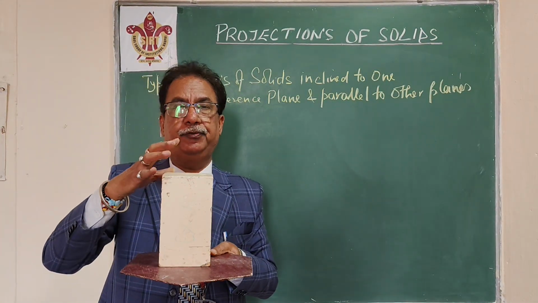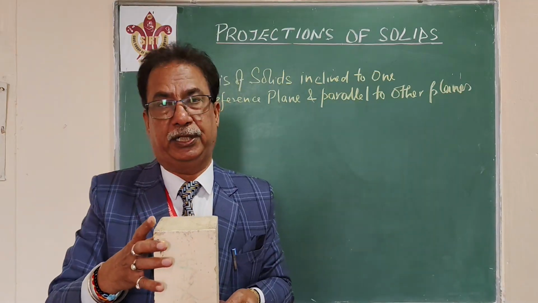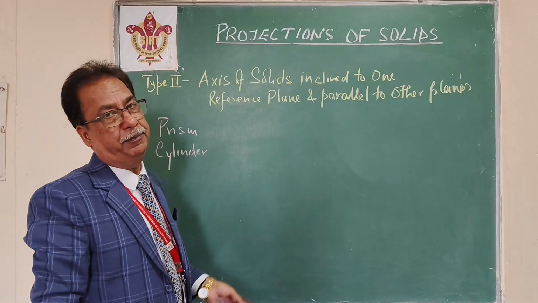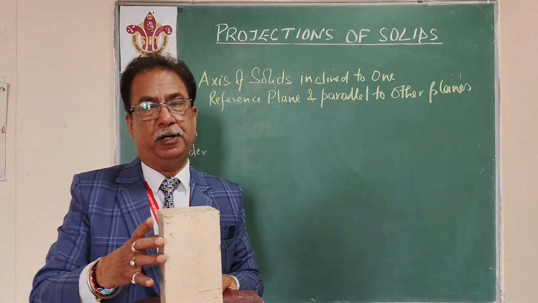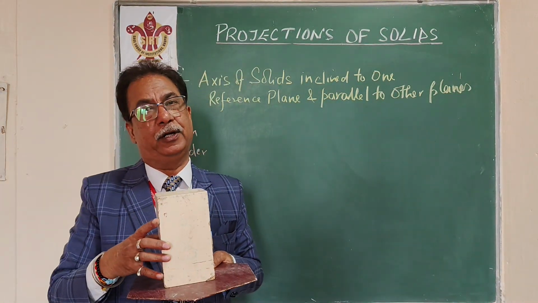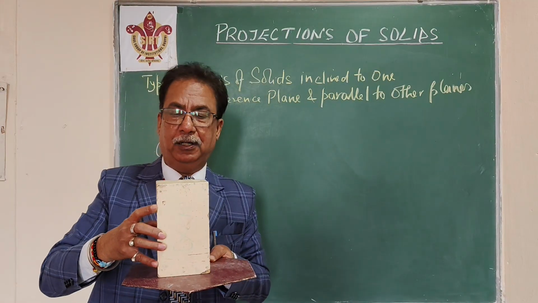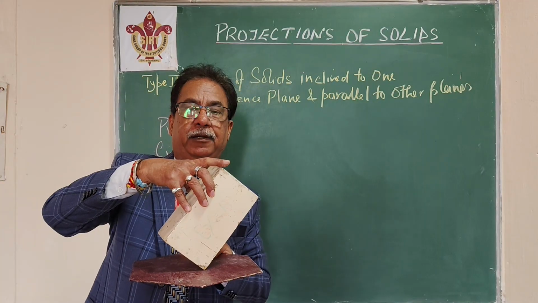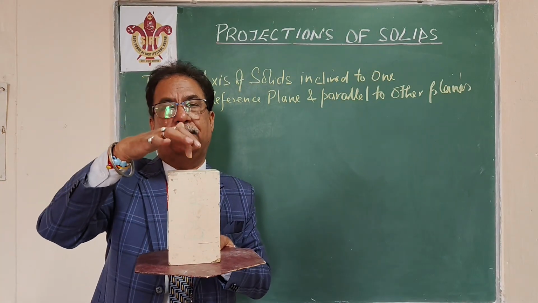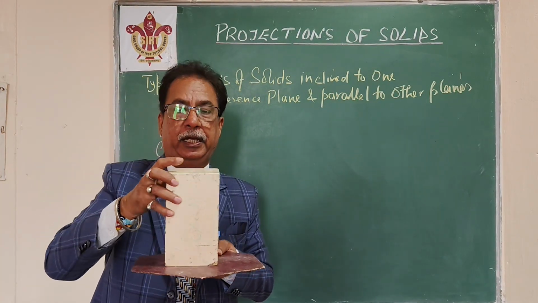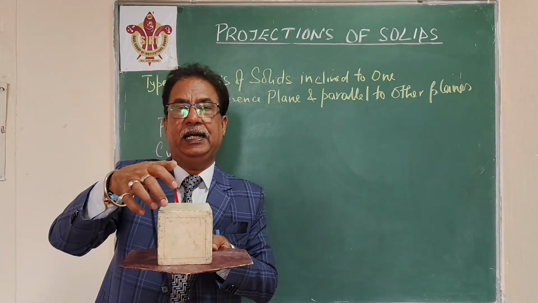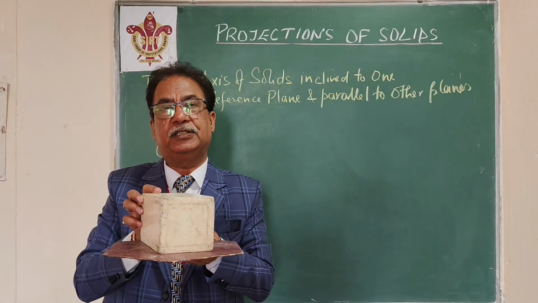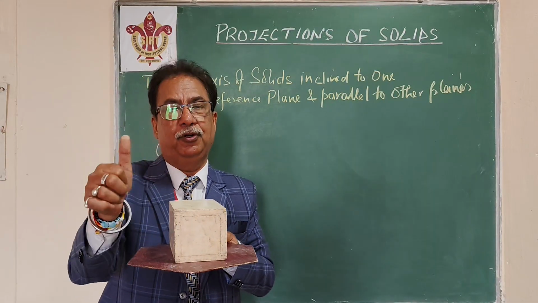So what we will do, we will solve these types of problems in two steps. The normal concept is that we start with the simple position, that is, axis perpendicular to HP or axis perpendicular to VP. If the problem says axis inclined to HP and parallel to VP, we should start with axis perpendicular to HP. In the reverse case, if they say the axis is inclined to VP and parallel to HP, we should start with axis perpendicular to VP.